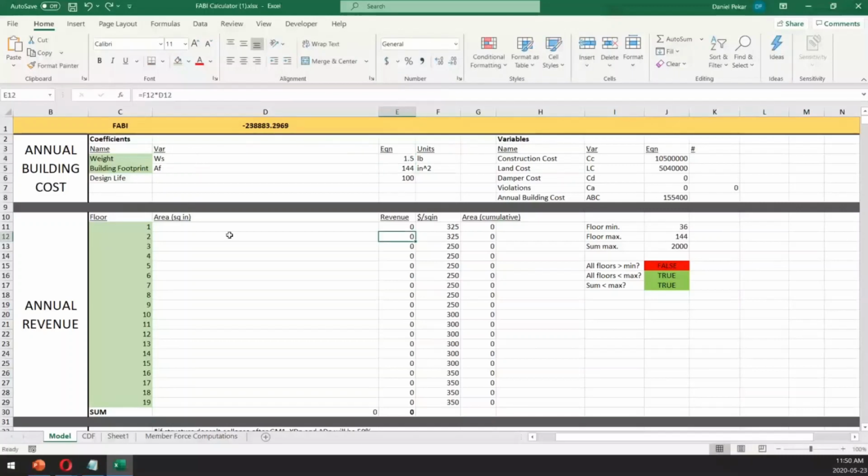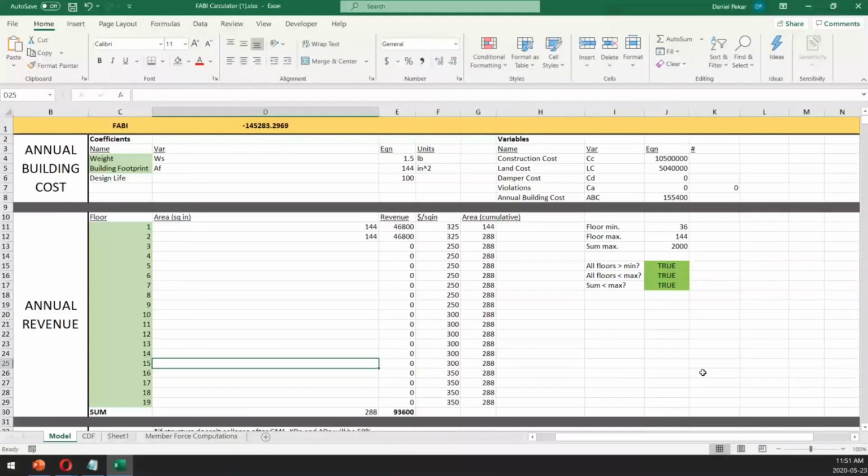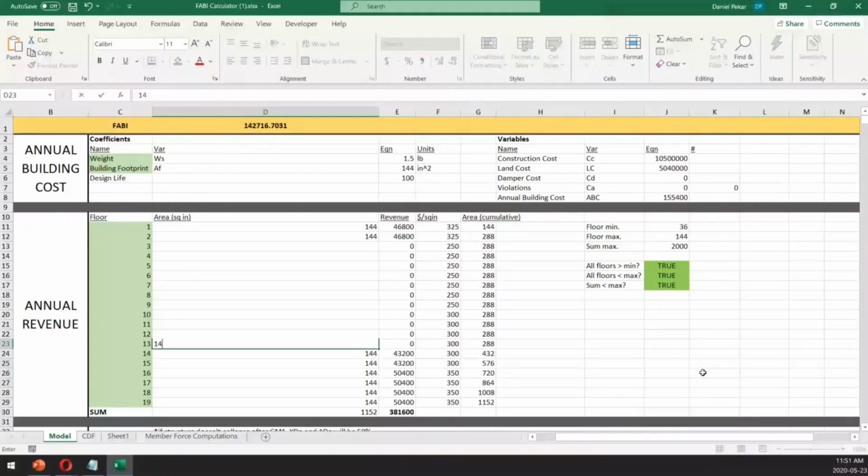Revenue. So the way revenue works, as I said, is each floor has the minimum amount of square inches and a maximum based on your floor plans. And then the cumulative max of all of these floor areas is 2,000. So the way it works is it's just the area in the floor times the revenue you get per square inch in that floor. So if we just go through and max all the floors that have the largest amount of revenue per square inch, which is what you should be aiming for to maximize your revenue.